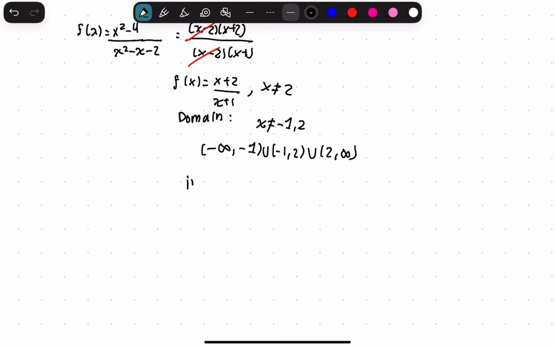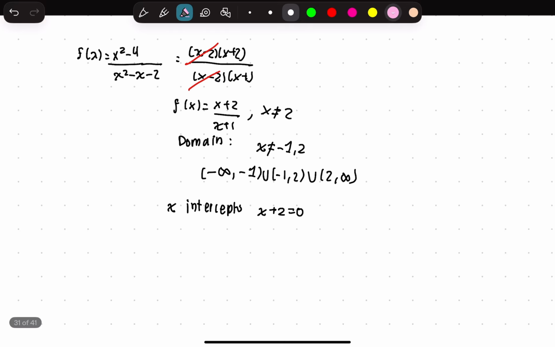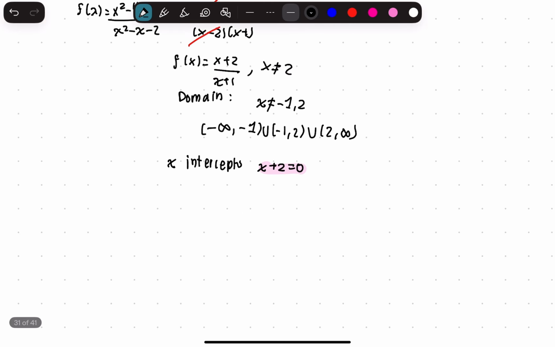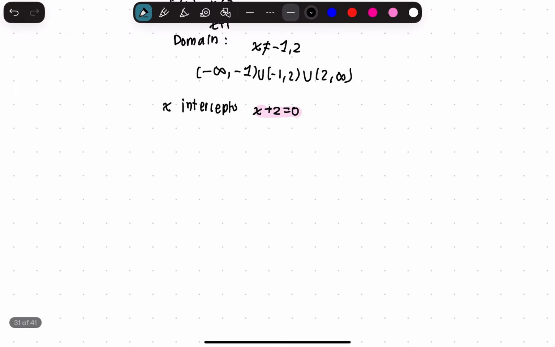So now we can identify the intercepts. For the x-intercepts, we're going to have x plus 2 is equal to 0, which is the factor in the numerator. And then we set that equal to 0, and we have x is equal to negative 2. For our y-intercept, we have f of 0 is equal to 2 over 1, which is equal to 2. So then we have (0, 2) as the coordinate point and (negative 2, 0).